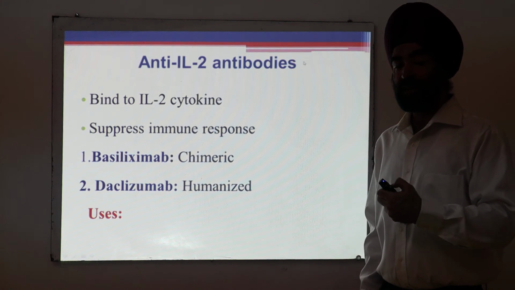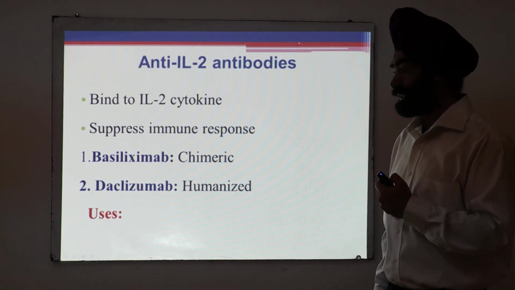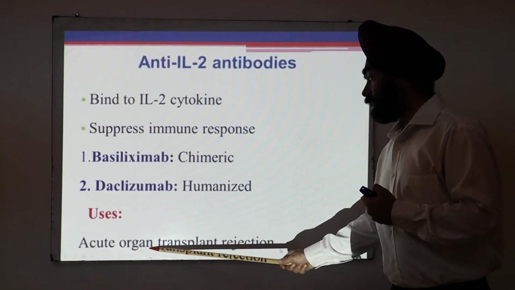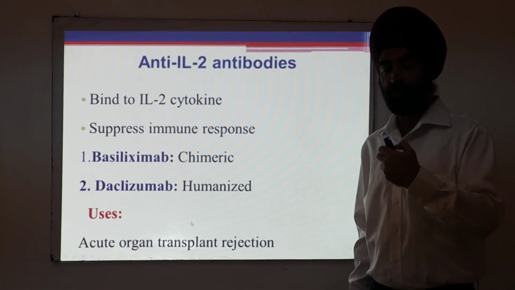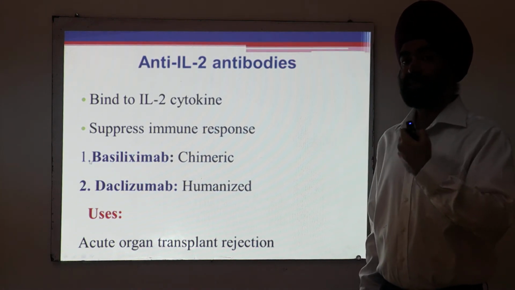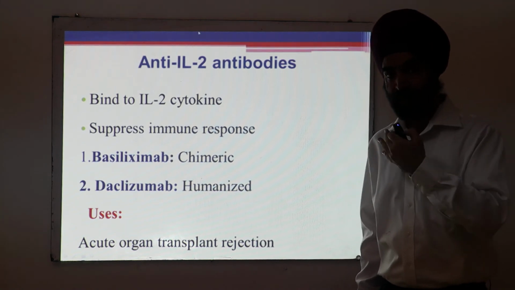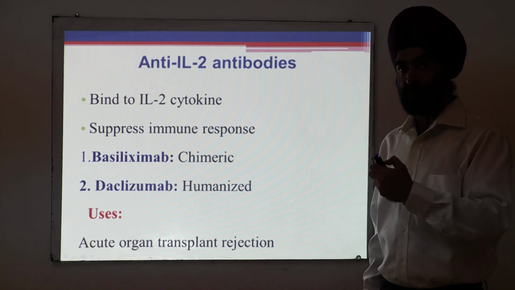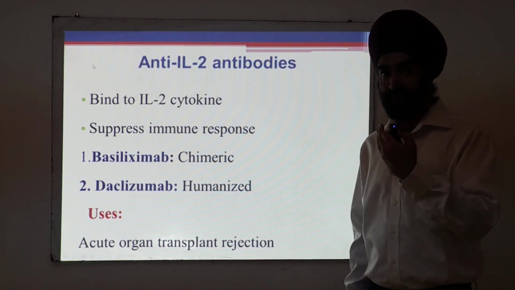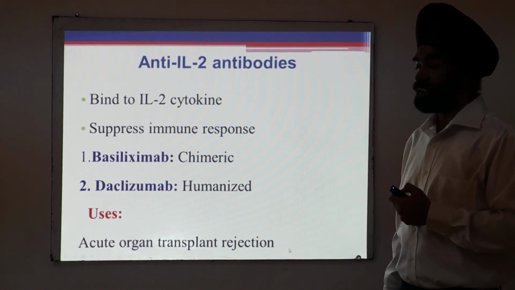Because whenever the excess immune response is producing a damaging effect, like acute organ transplant rejection. You have transplanted an organ from one person to another person. The second person is not accepting the organ because the immune system is not allowing the acceptance. So if you suppress the immune response, the recipient can accept the organ. So you can prevent the rejection.